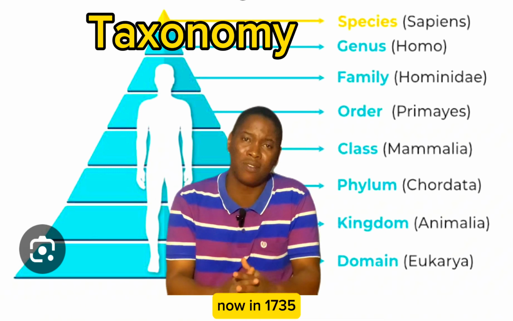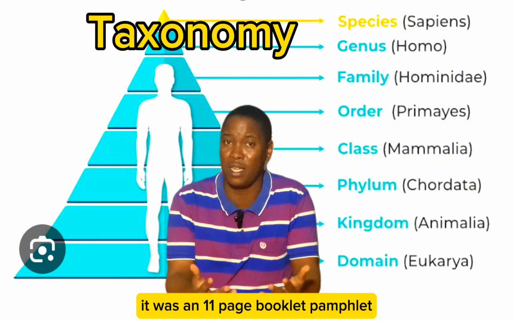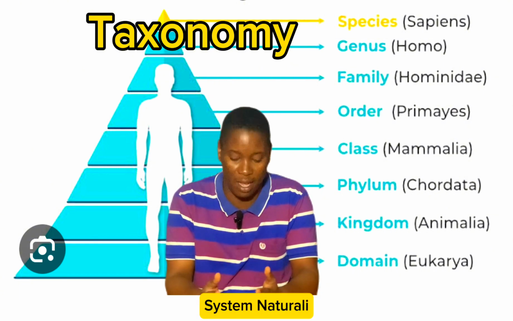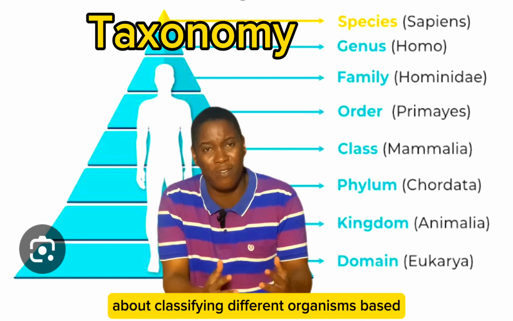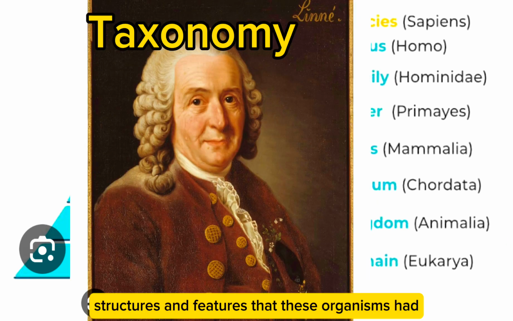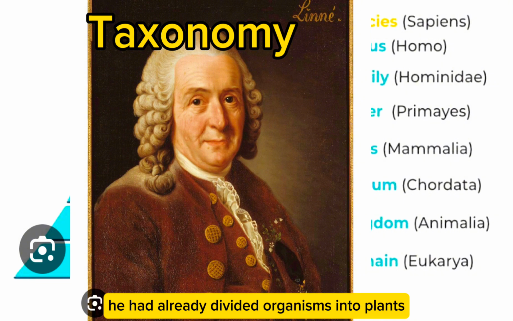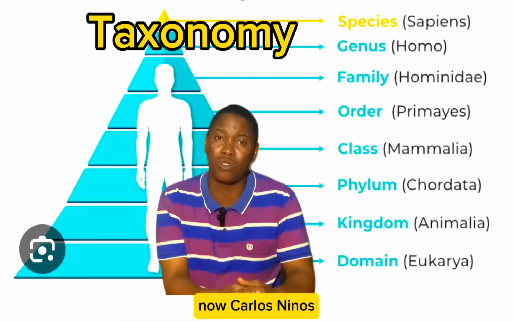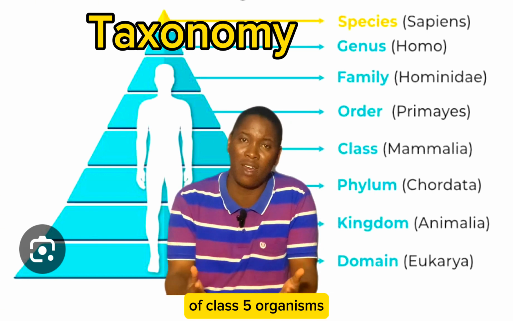Now in 1735, Carlos Linnaeus wrote a book. It was an 11-page booklet, a pamphlet called Systema Naturae, where he wrote about classifying different organisms based on different structures and features that these organisms had. So, like I said earlier, he had already divided organisms into plants, animals, and minerals. Now, Carlos Linnaeus was also the one who designed the hierarchical system of classifying organisms.